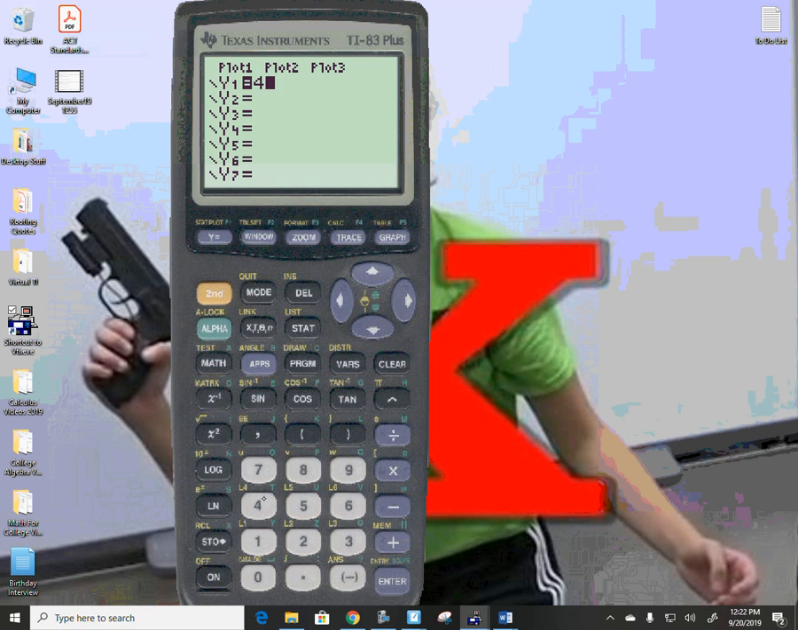4 divided by parentheses x plus 1. We all know how to look at the graph, correct? Pretty close description of what I drew on the board, right? It's almost like I know what I'm doing. I'm going to show you how to calculate the derivative at a specific value.